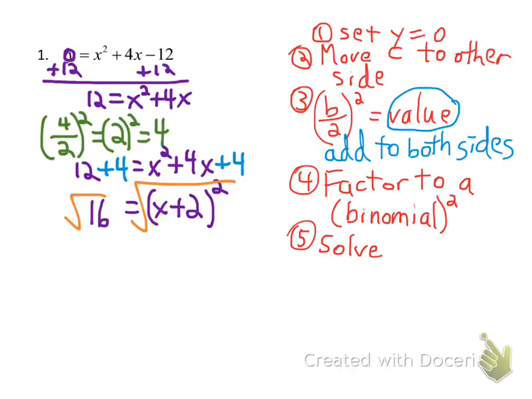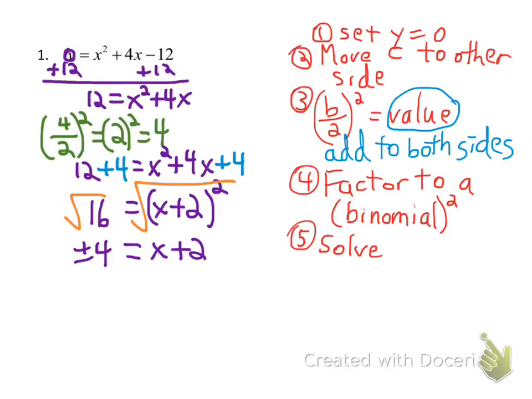So what happens when we take the square root of something squared? These operations cancel. So the square root of something squared, those will cancel out, leaving us with an x plus 2. Over here we have the square root of 16. That actually has two answers. The square root of 16 is positive 4 and negative 4, so we indicate that by plus or minus 4.